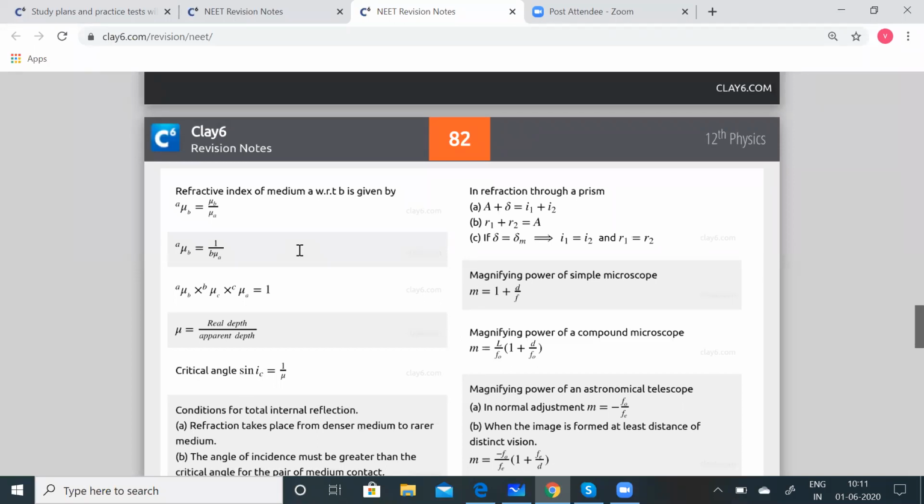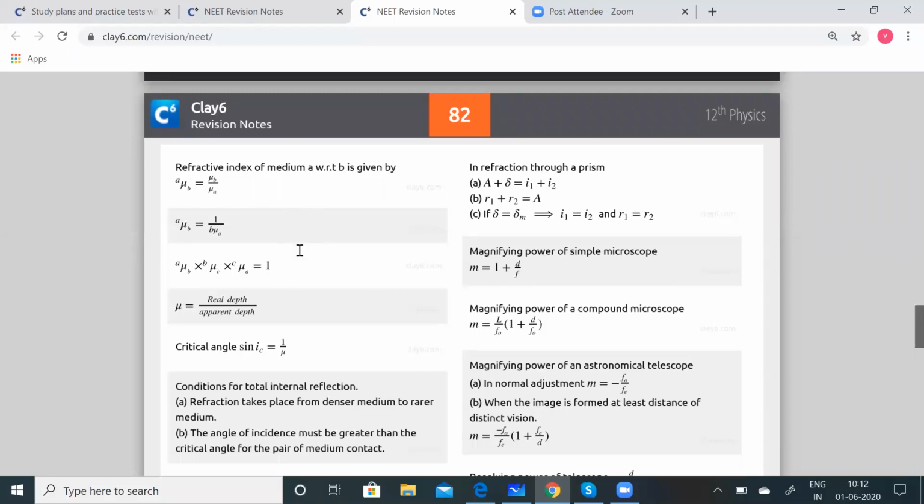If delta is equal to delta M, that is the angle of minimum deviation, then I1 is equal to I2 and R1 is equal to R2. So at minimum deviation, I1 is equal to I2 and R1 is equal to R2. So note all these formulae, it's very, very important. We'll be making use of these in the problems to come.